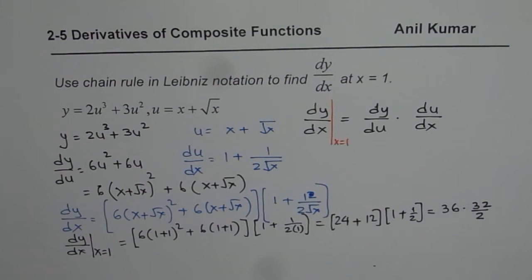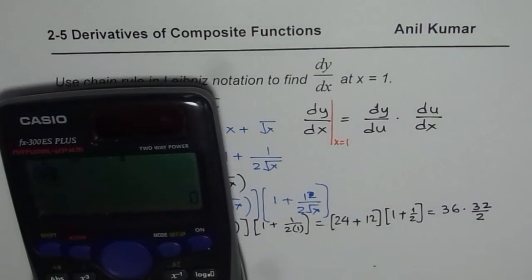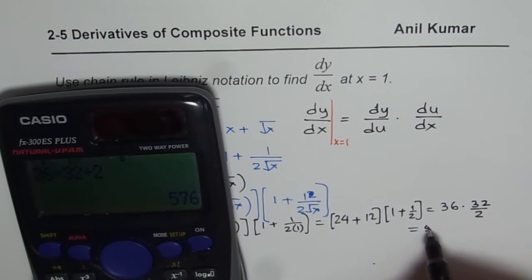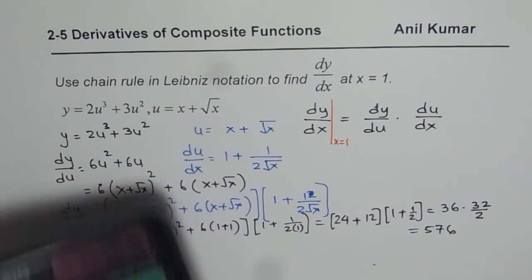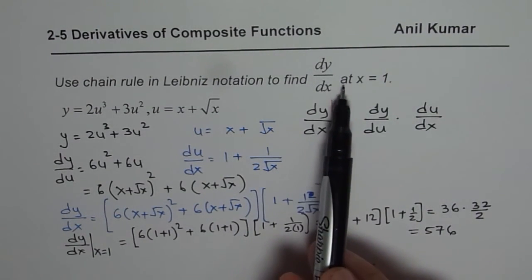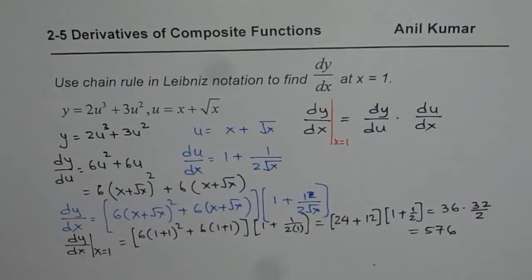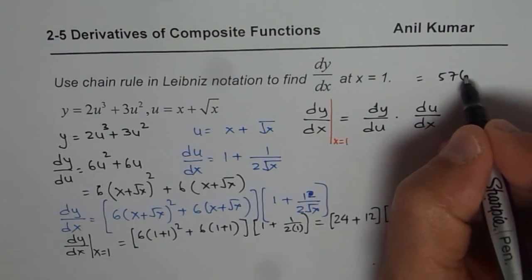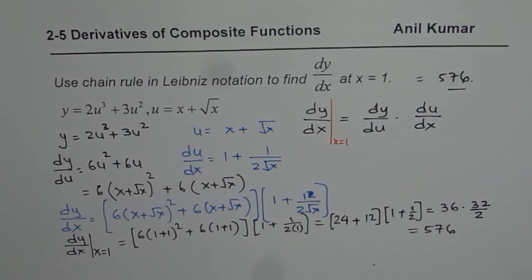So we could now calculate this answer, which is equal to 36 times 3 divided by 2, which is equal to 54. So the value of dy/dx at x equals 1 for the given function is equal to 54. So that is how you could find the answer. I hope that helps. Thank you and all the best.